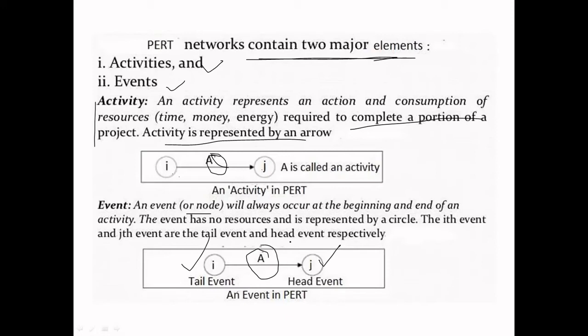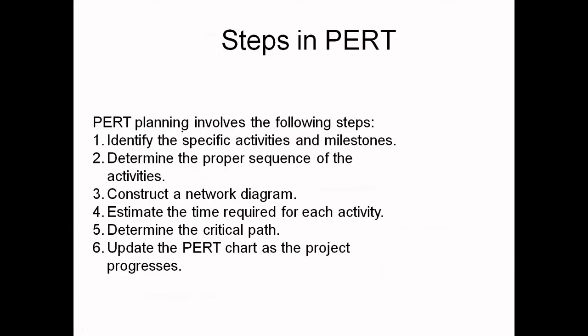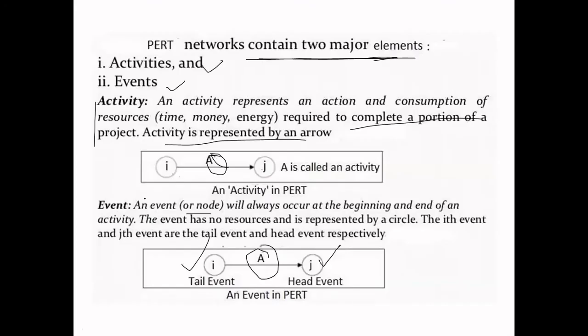The event has no resources and is represented by a circle. The ith and jth events are the tail and head event respectively. What are the steps involved? There are two diagrams I mentioned: one is called a circle, the other is an arrow. So a circle is an event and an arrow is an activity.